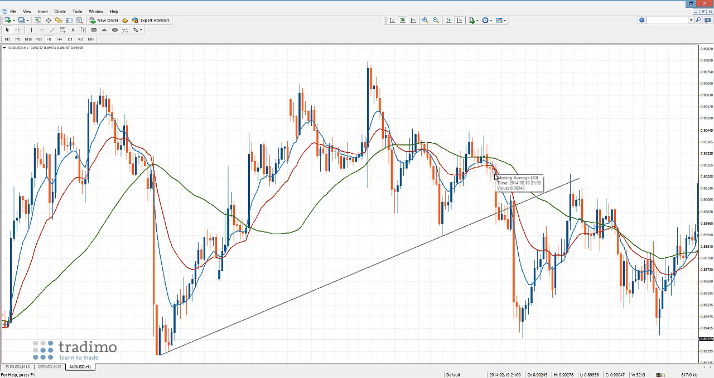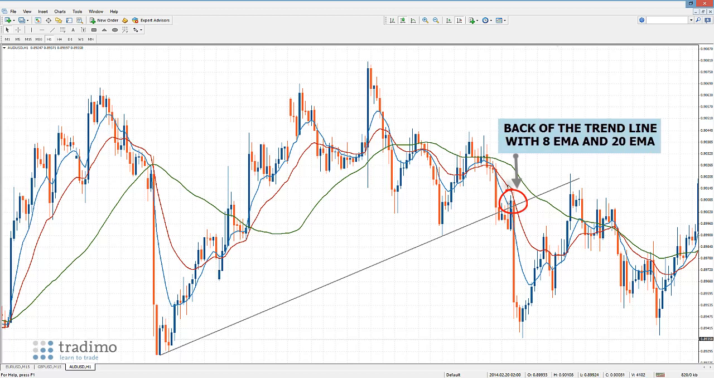Price then breaks below the trend line, and it now moves back and it finds resistance at the back of the trend line as well as confluence inside the zone. So you can see price pulls back between the 8 and 20 EMA before taking a nice move to the downside.